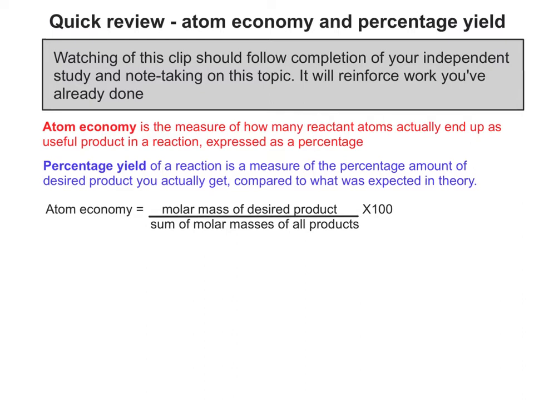So in order to calculate the atom economy, we take the molar mass of our desired product and we divide it by the sum of all the molar masses of all the products.